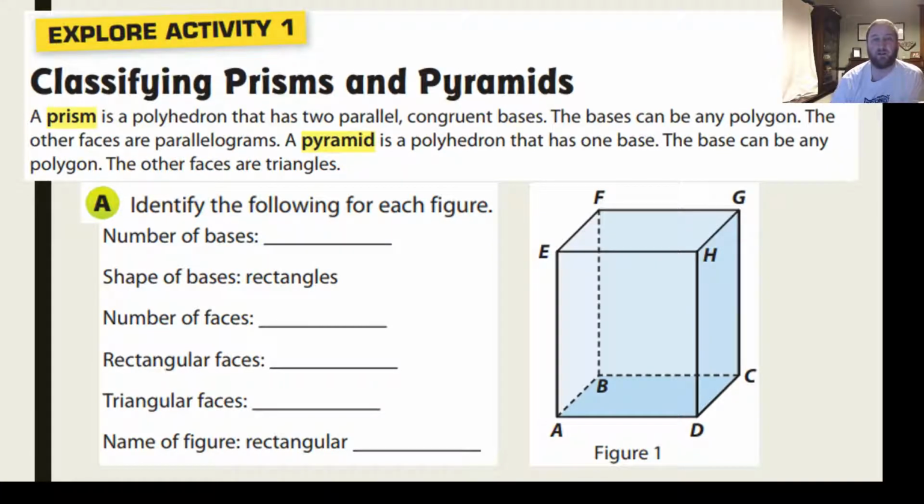If you think about the pyramids in Egypt, what kind of shape do those have? Well, those are squares, right? So those would be square pyramids. Okay, then the other faces are all triangles.